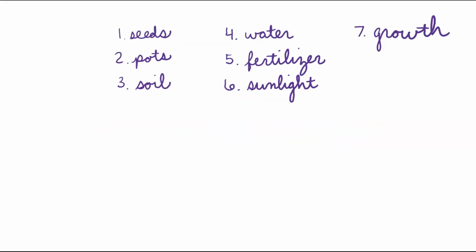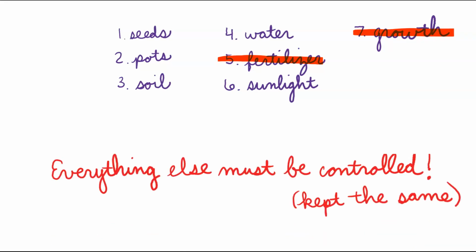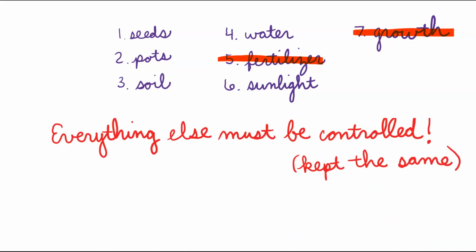Here is a list of all of the possible variables that we have identified so far. We know that the fertilizer is what we are going to change. That is our independent variable. And the growth of the plants is what we are going to measure. That is the dependent variable. Everything else must be controlled.